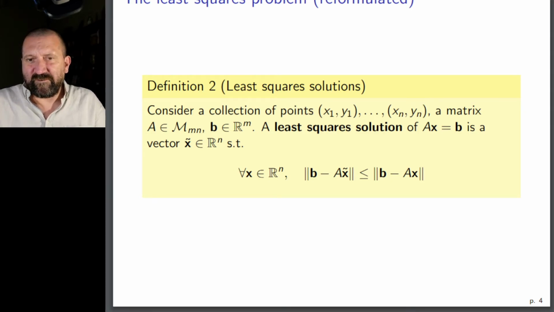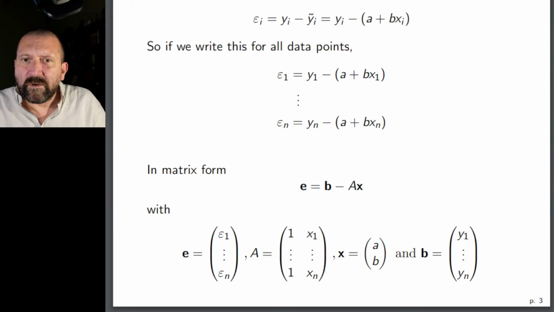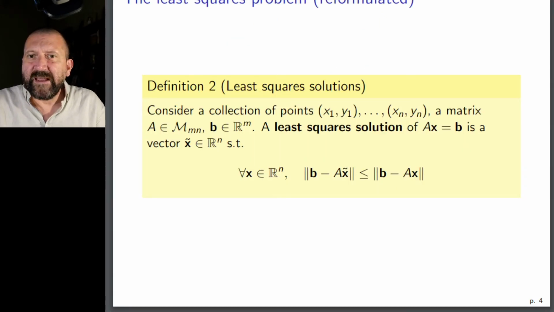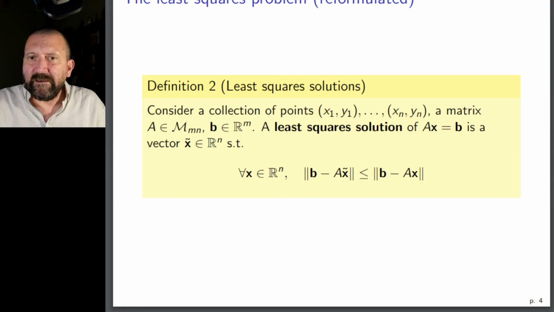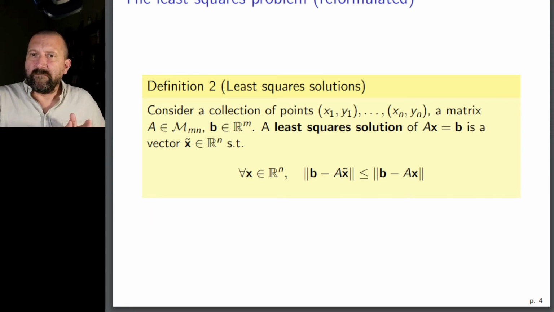So remember what we just wrote: b minus A x tilde is the error that you make. If I find a point x tilde such that for this particular one, the error, which we could call E tilde, is less than the error that you have for any other vector x, then you have a least squares solution.